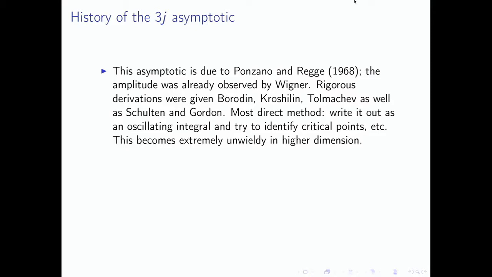And the phase, the more interesting part is the phase. We're actually not going to discuss the phase because it's not relevant for the kind of applications I need. But the more interesting part is the phase. That's due to Ponzano and Regge in 1968. And they didn't, I think, give any proof, but more or less rigorous derivations were given in the 70s by multiple groups. Schulten and Gordon are chemists, actually. None of these people were mathematicians.